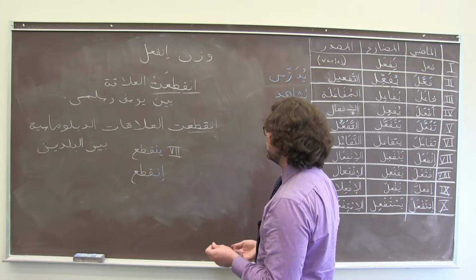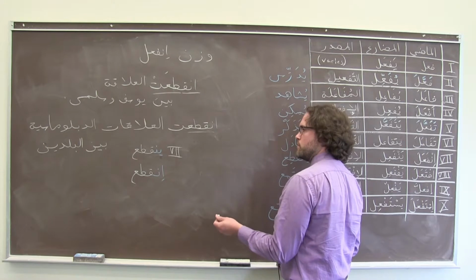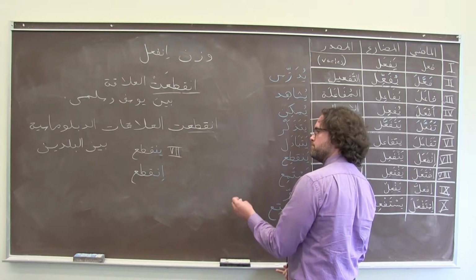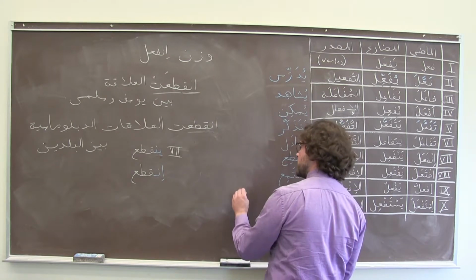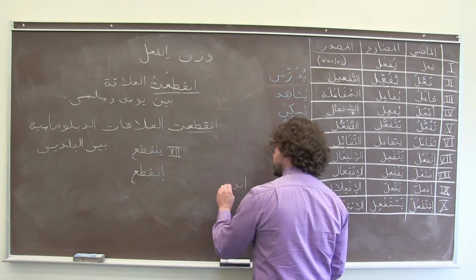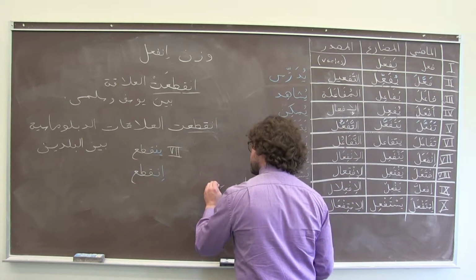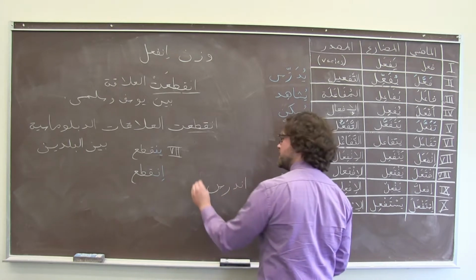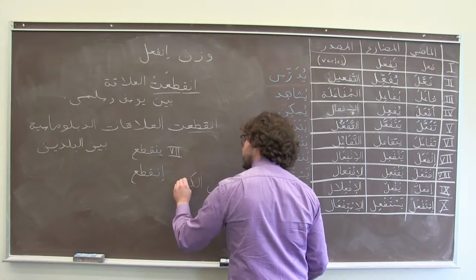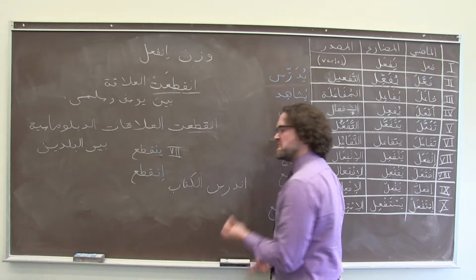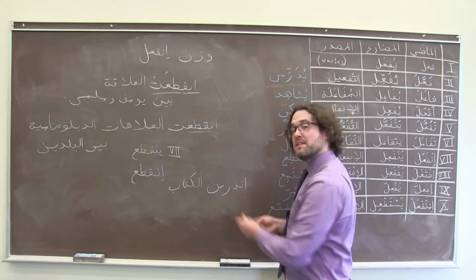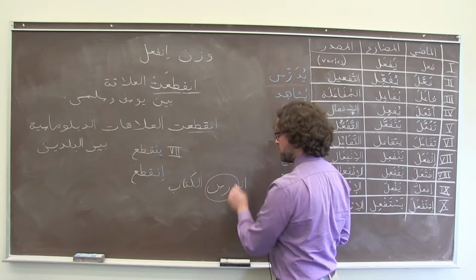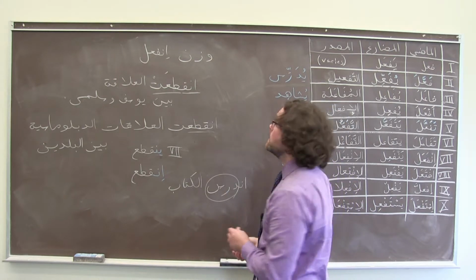For example, if we wanted to say that something was studied, right? The book was studied. We could say, انْدَرَس الكتاب. We're not sure by whom. Someone out there studied the book, from that Form 1 verb, يدرس.